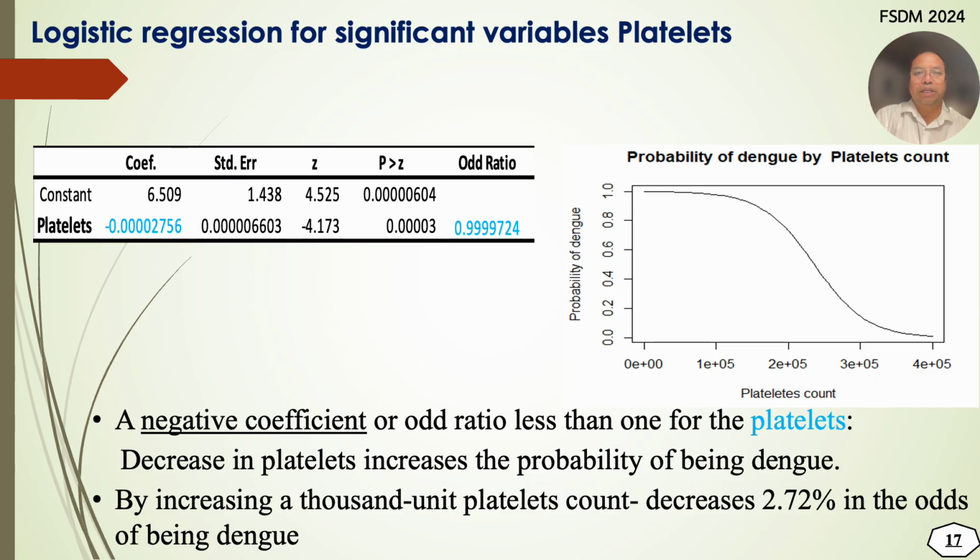Logistic regression for the significant variable platelets. The following table shows the output for the simple logistic regression for the significant variable platelets. The coefficient is negative here and the odds ratio is less than 1. A negative coefficient or an odds ratio less than 1 shows that a decrease in platelets increases the probability of being dengue. By increasing 1000 units of platelet count, the odds of being dengue decrease by 2.72%.